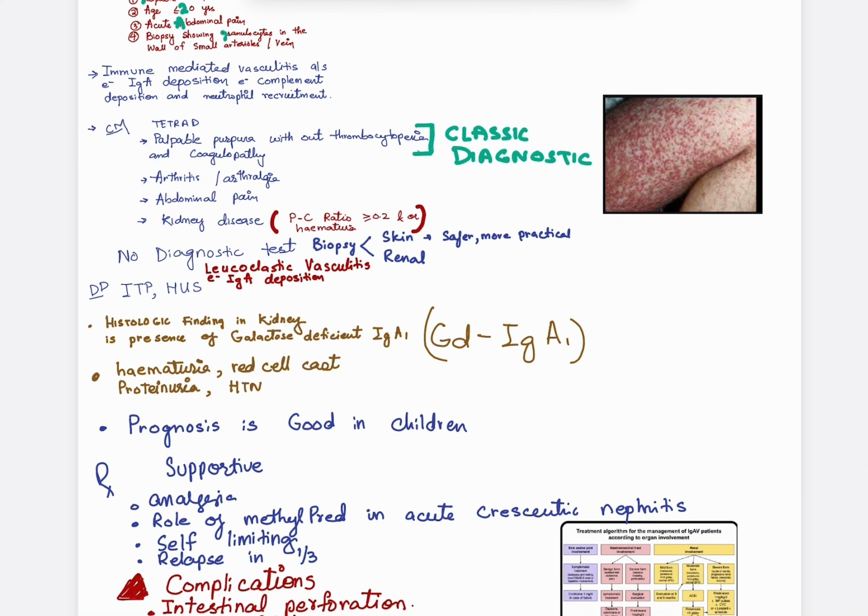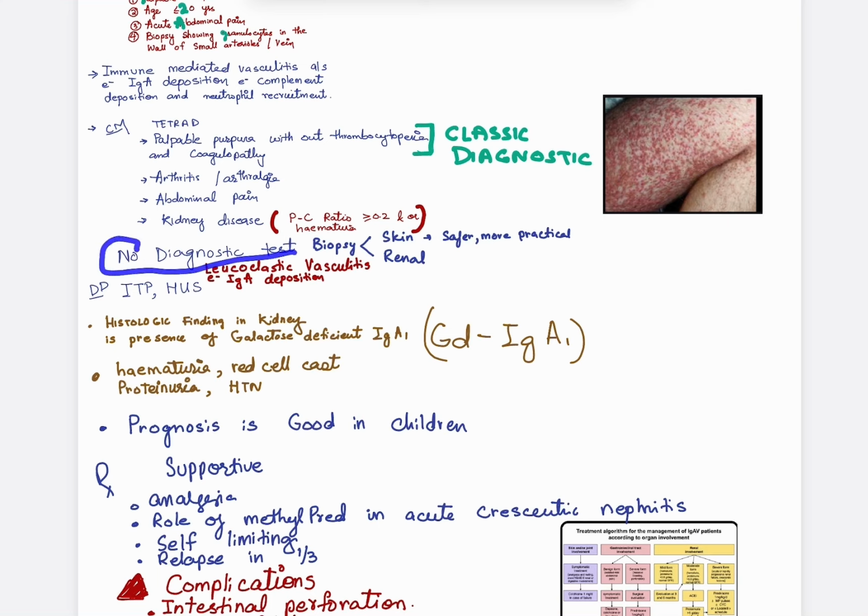The others are patient complaints of some arthritis and arthralgias, acute abdominal pain, and kidney disease. How are we going to find out? Patient might have a protein to creatinine ratio of more than 0.2 or hematuria or hypertension, or it could be microscopic hematuria with or without proteinuria or red cell cast.